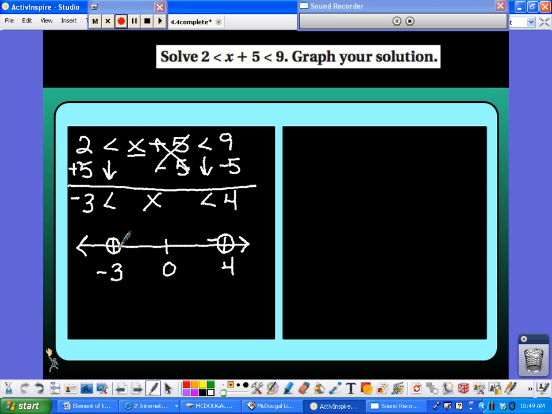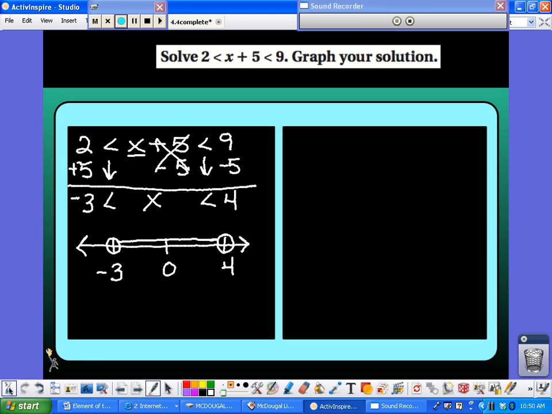And then again, x has to be greater than negative 3. So this is in this direction. So you can see where this AND problem meets in the middle. All right, now another way that my students like to do this is to break it up.